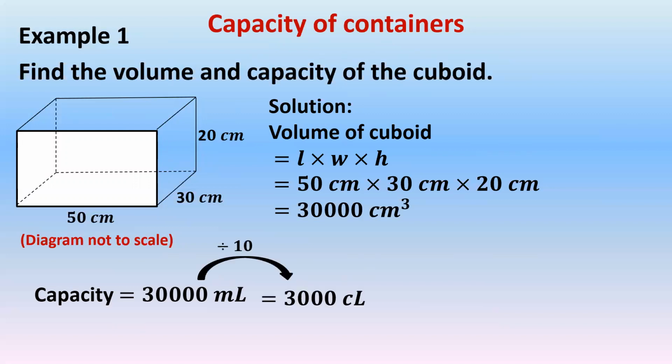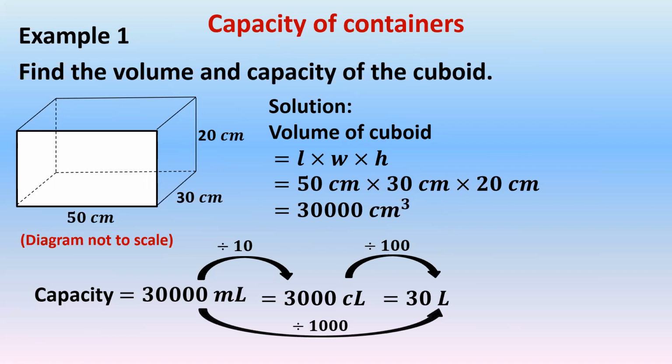Dividing this by 10, we get 3,000 centiliters. Dividing this by 100, we get 30 liters. We can also divide 30,000 milliliters by 1,000 to get 30 liters directly.